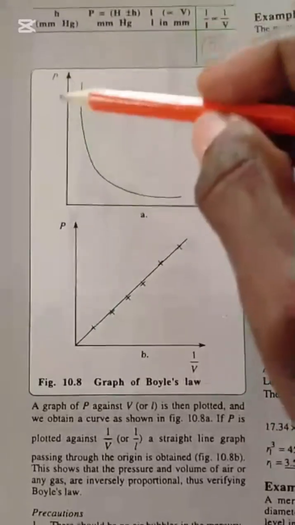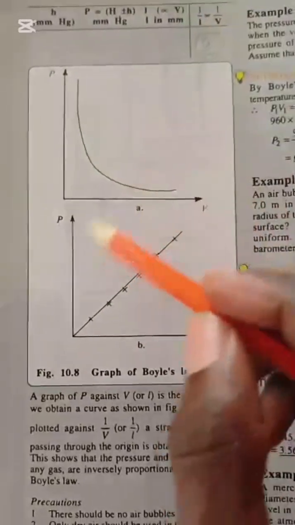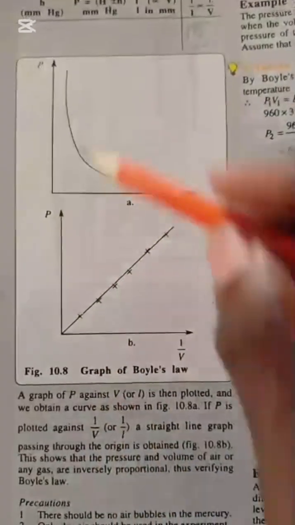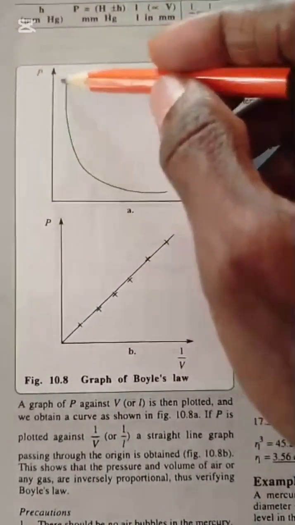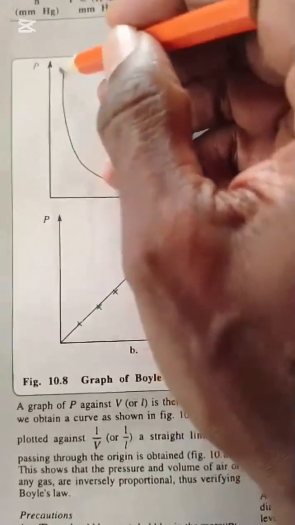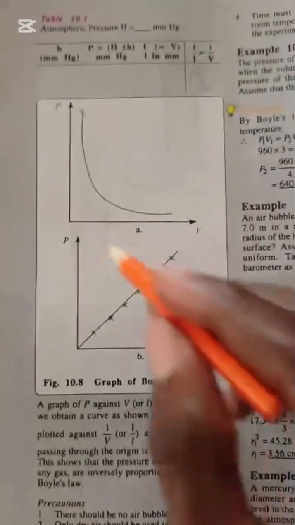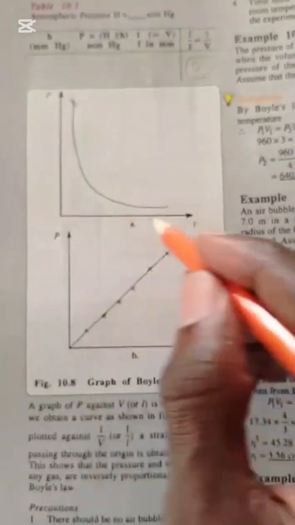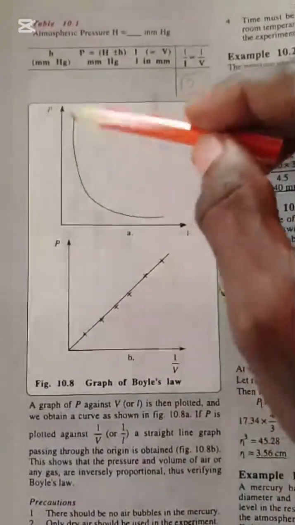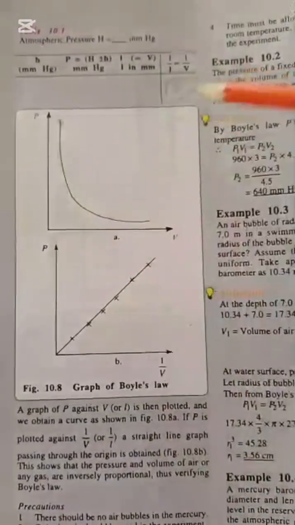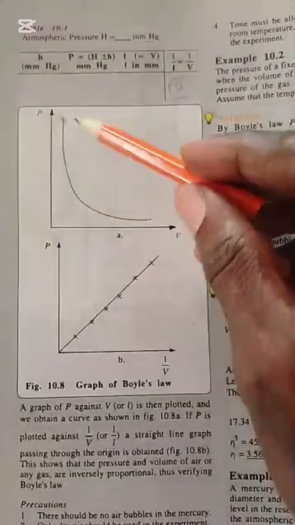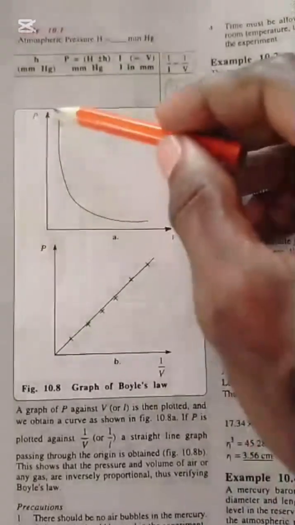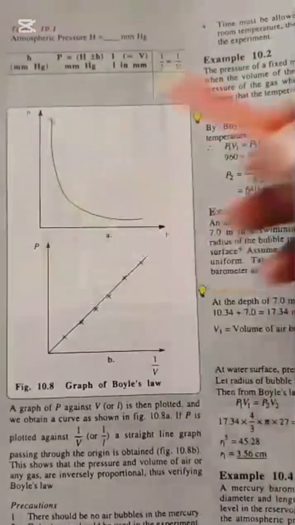Graphically, as pressure is increasing, the volume is decreasing. So you can see this is the highest point on the pressure axis, and this is the lowest point on the volume axis. As pressure is inversely proportional to volume, as volume is increasing, the pressure is decreasing. So it's an inverse relationship.